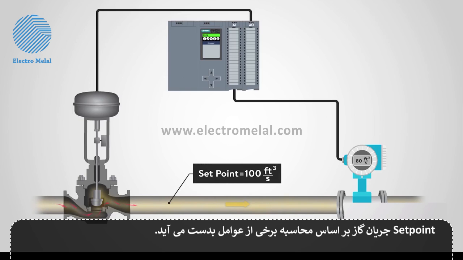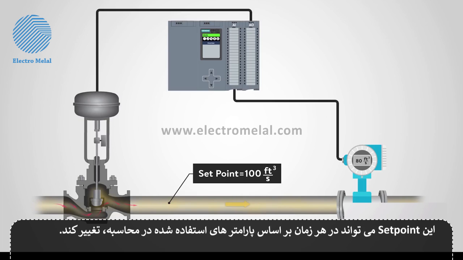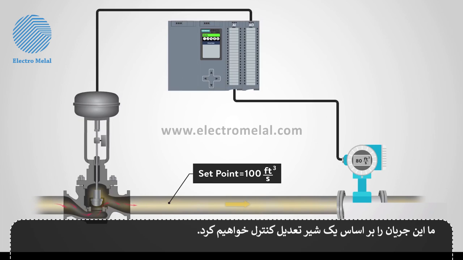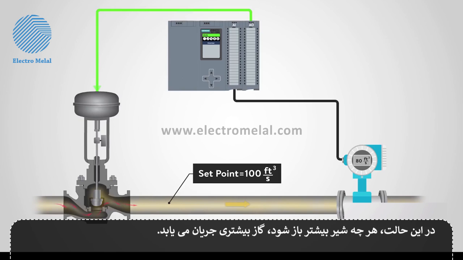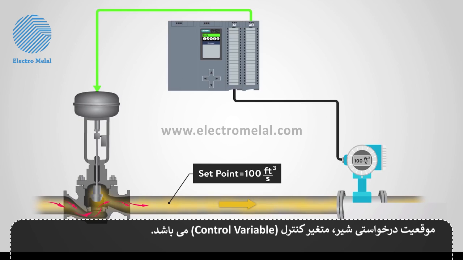The set point of gas flow is calculated based on a calculation of some factors. This set point can change at any time based on the parameters used in the calculation. We will control this flow based on a modulating valve. In this case, the more open the valve, the more gas allowed to flow. The requested position of the valve is our control variable.